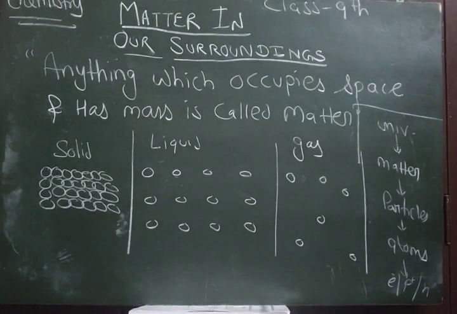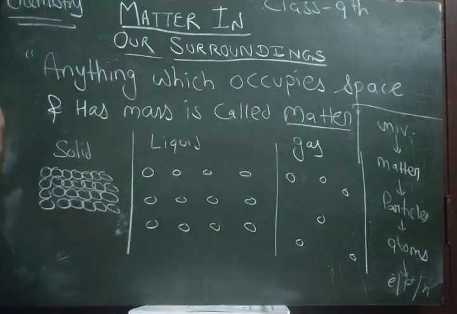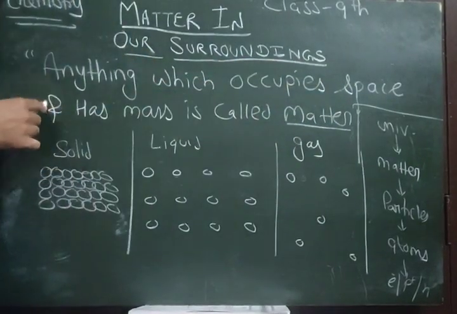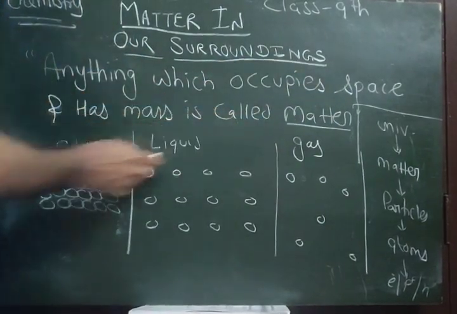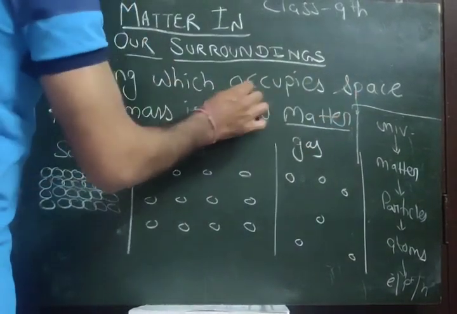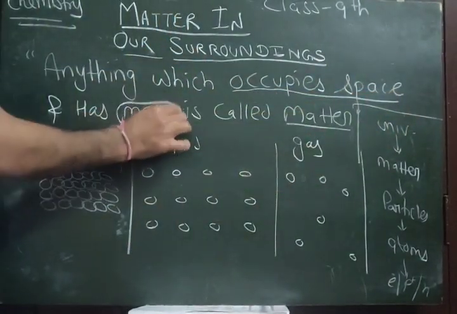So with the continuation of the part, we have to discuss matter. Here is the definition of matter, what matter is. Anything that occupies space and has mass is called matter. Basically we have to determine only two things about matter: one is that it occupies space and the other is that it has mass.